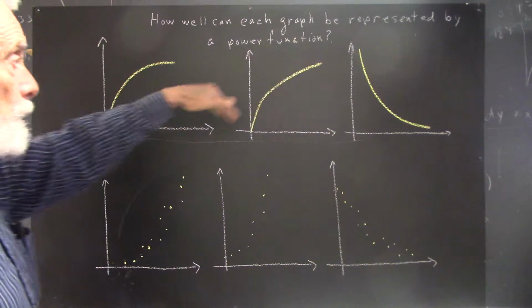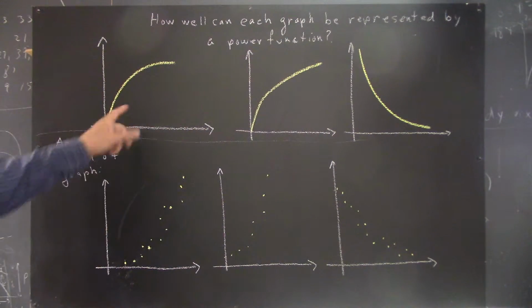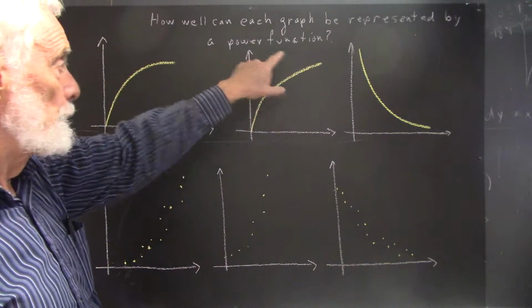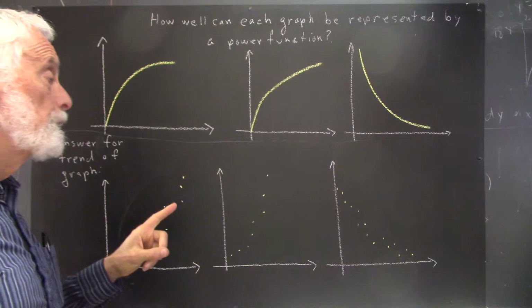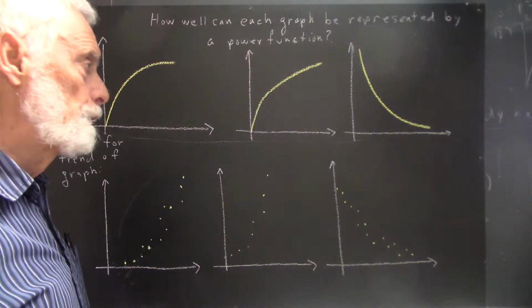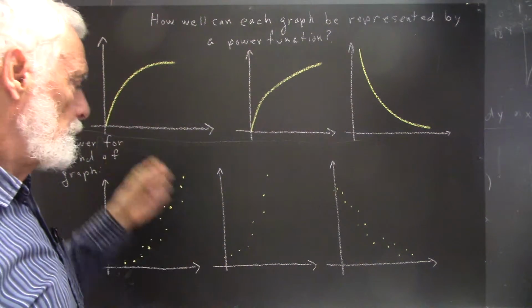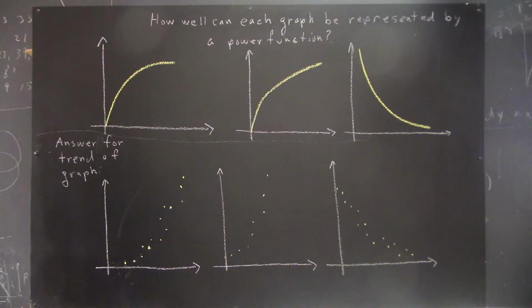Okay, here we actually have curves. And the question I pose for each of the first 3 graphs is how well can each graph be represented by a power function. And I'll tell you that at least one of the graphs should be pretty well represented, at least reasonably well represented by a power function. And at least one of the graphs will clearly not be representable by a power function.